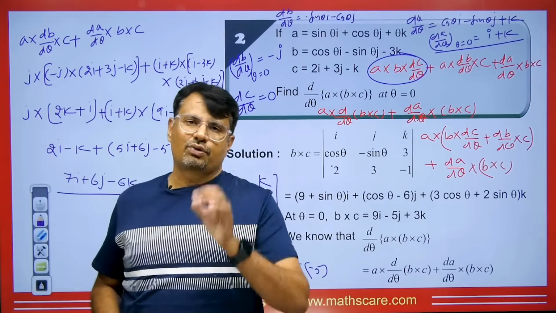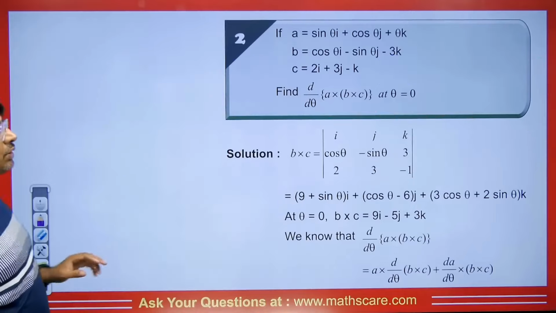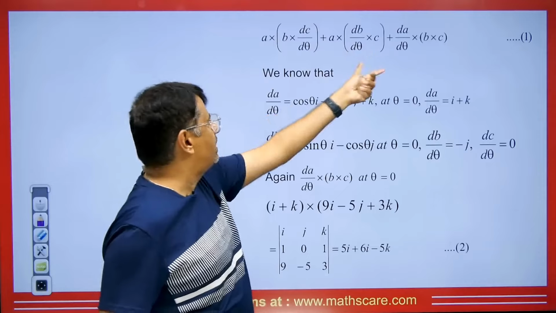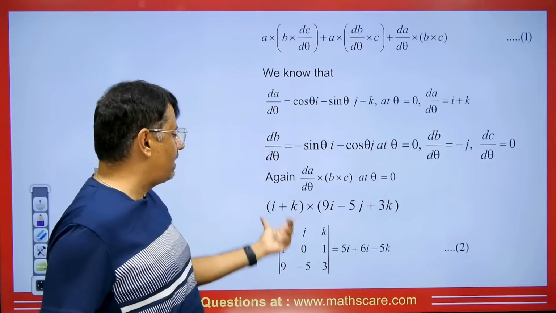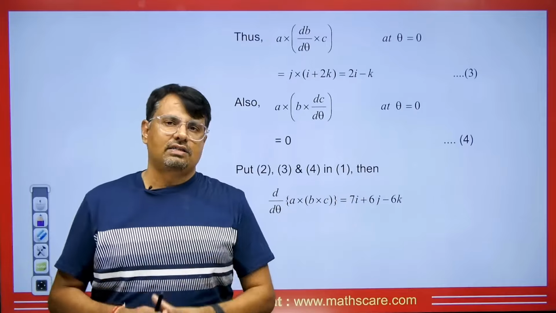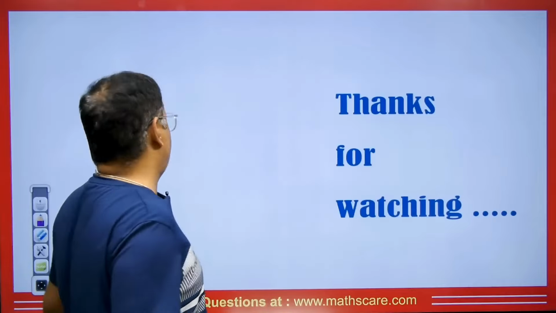We can easily solve this question in this way. Okay? We'll solve this question in the same way. The whole method is explained. These are all the values. We'll calculate their values at theta equal to 0. Then we will solve it here. Thus, as you can see, we will get its answer. So, in this way, you can solve this question very easily.